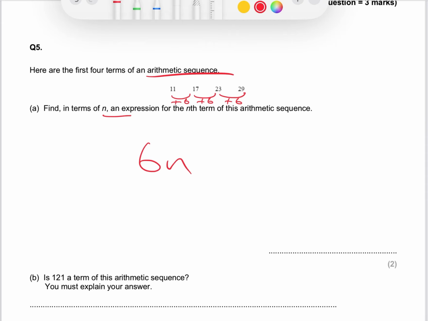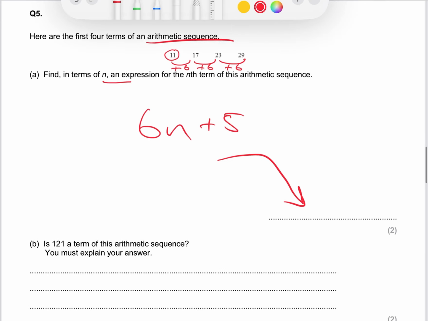So if I put 6 times 1 in, my answer is 6. But if you look in your sequence, we need to have 11. So how do I go from 6 to 11? I have to add 5. And we can check if that works. If you substitute 2 in, you should get 17. So 6 times 2 is 12, plus 5 is 17. So that is your nth term.